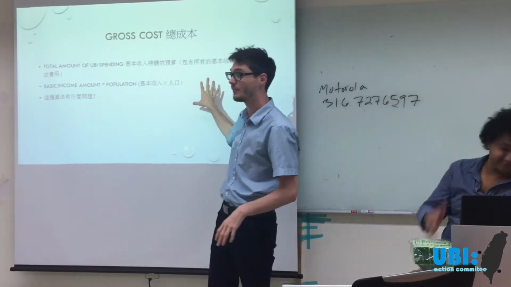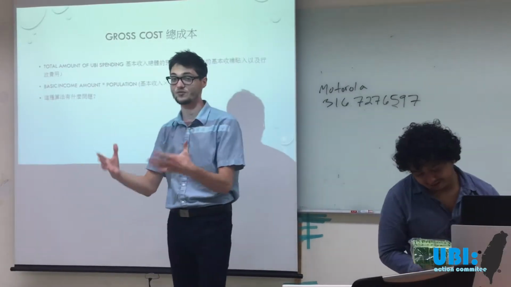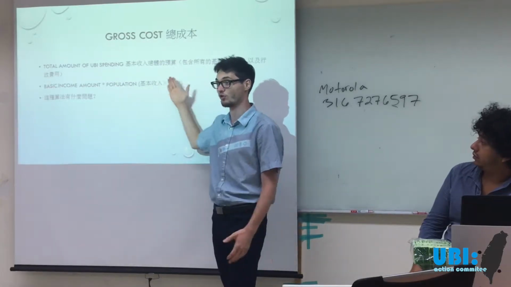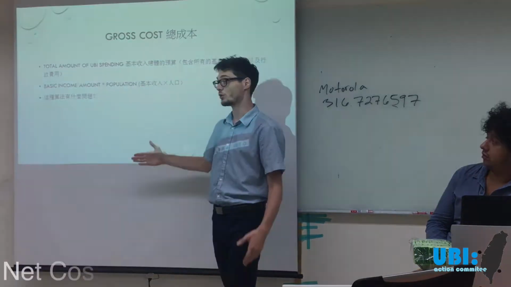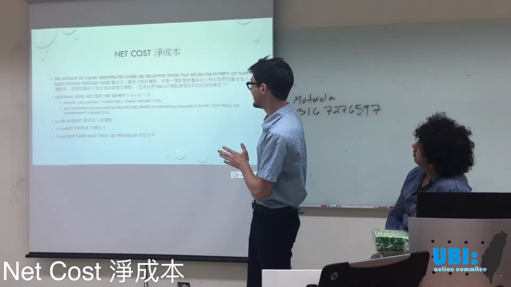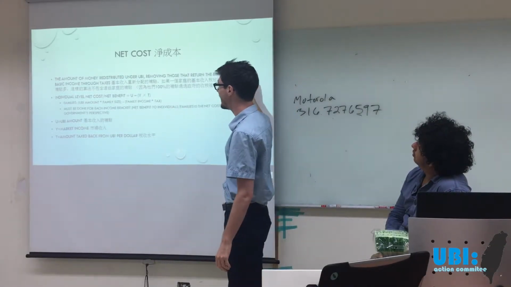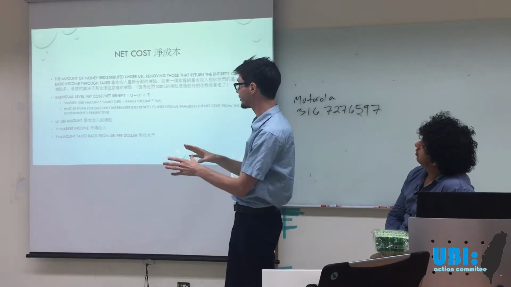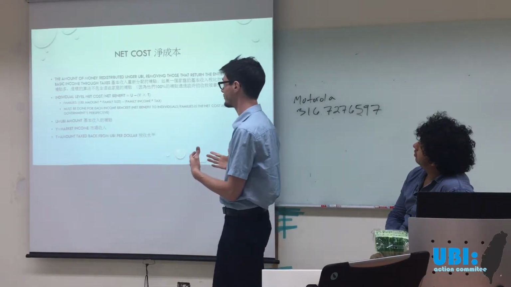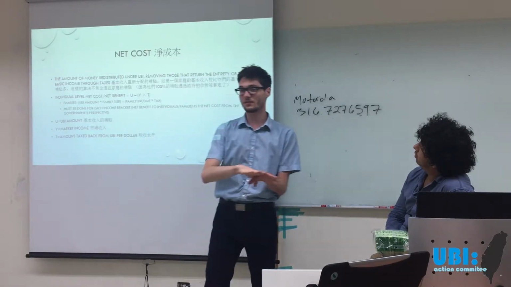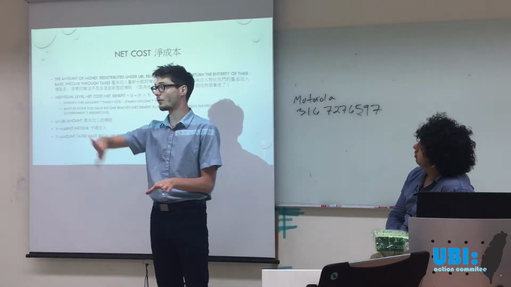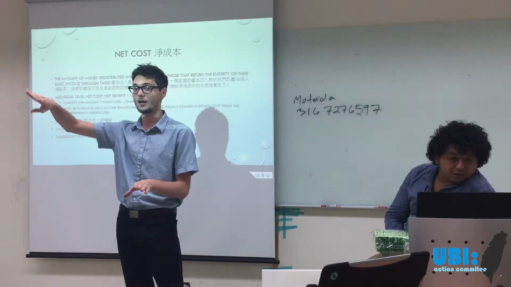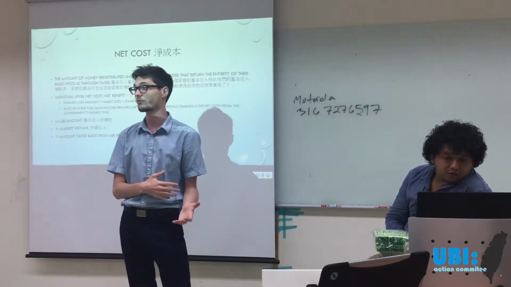This is what almost everybody looks at when they say, oh, UBI is very expensive, because all they're doing is taking the UBI multiplied by the entire population. The net cost is the amount of money redistributed under UBI, removing those that return the entirety or a portion of their basic income through taxes. So depending on how it's implemented, a portion of your UBI over time is returned to the government through tax.